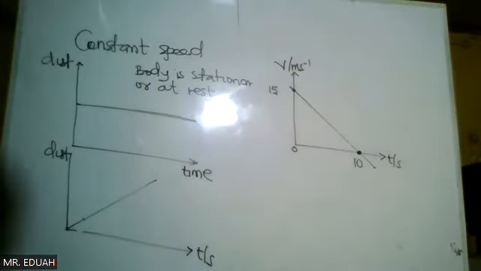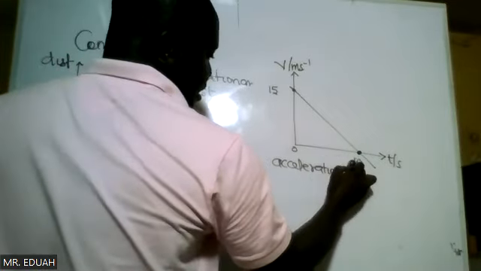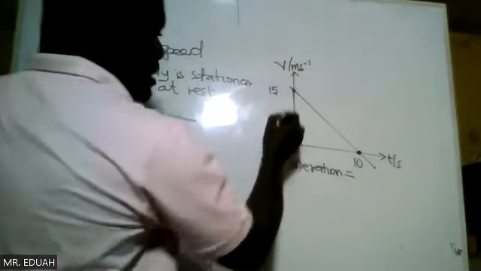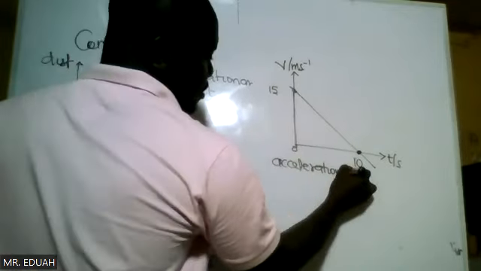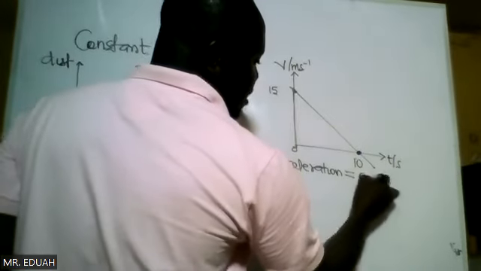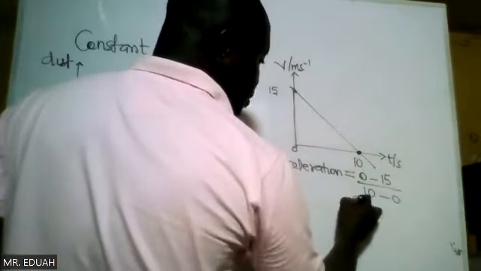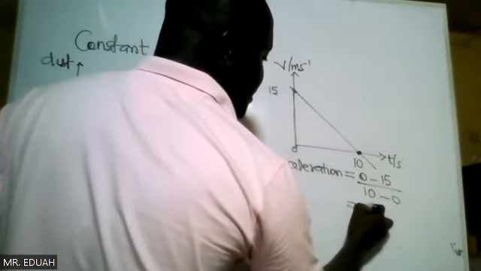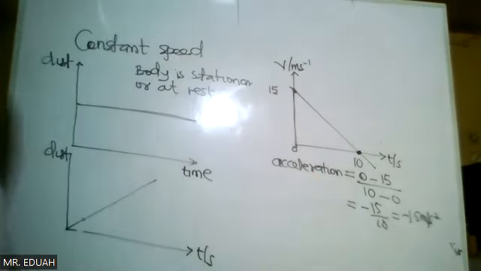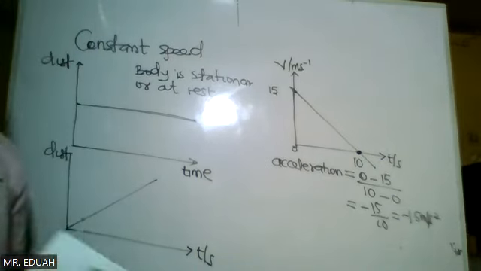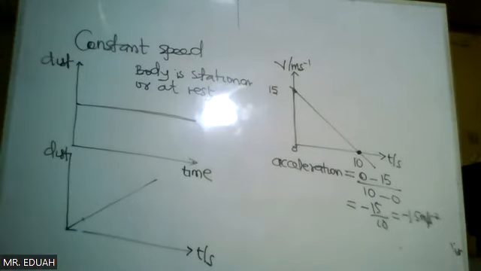When we calculate the slope of this graph, the slope, which is equal to the acceleration, is equal to the change in the vertical. The initial speed is 15. The final speed is 0. So 0 minus 15 all over the final time, 10, minus the initial time, 0. So we have negative 15 over 10, and this is negative 1.5 meters per second squared. So once we are told it has an acceleration of positive, that is out. It's a bait to catch you. Is that okay? Then B.